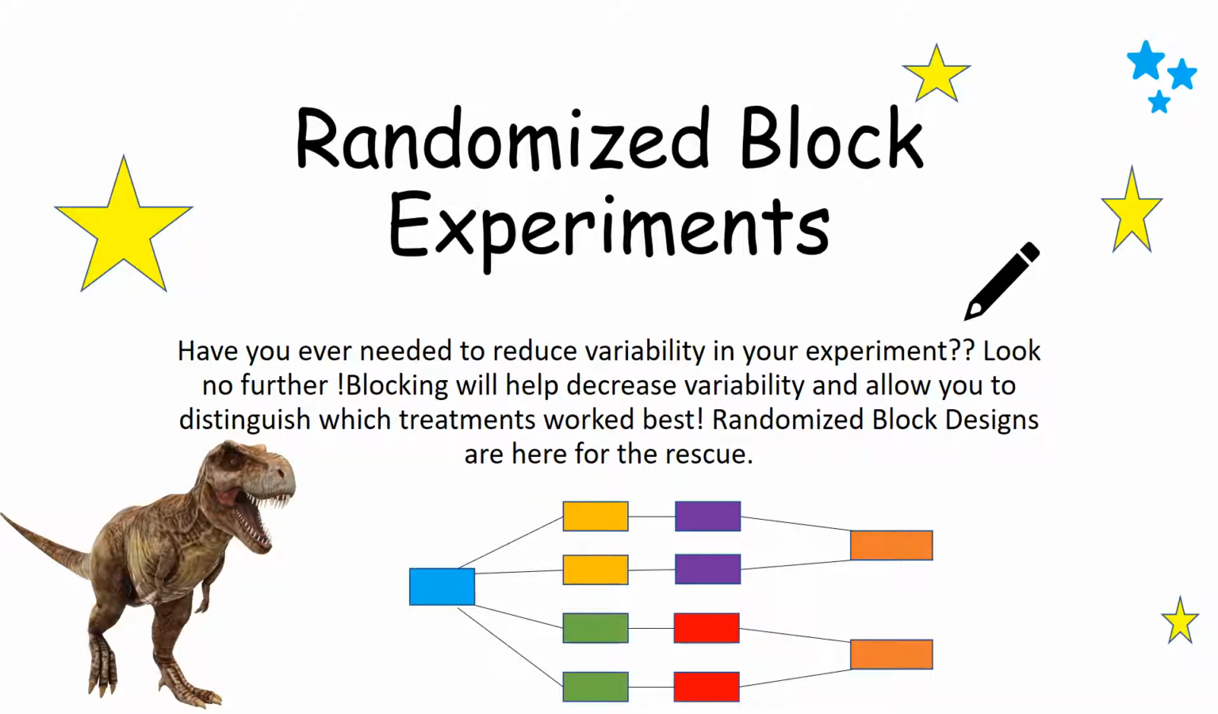Basically, in randomized block experiments, the objective is to reduce variability in your experiment using blocking. The reason why you want low variability is to make it easier to point out any potential outliers in your design. To start off, you will have a population, and then you will need to narrow it down to a sample to block it later.